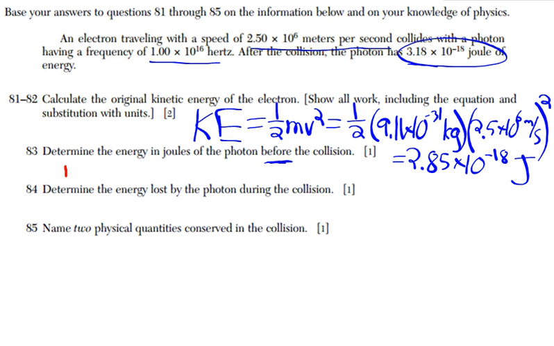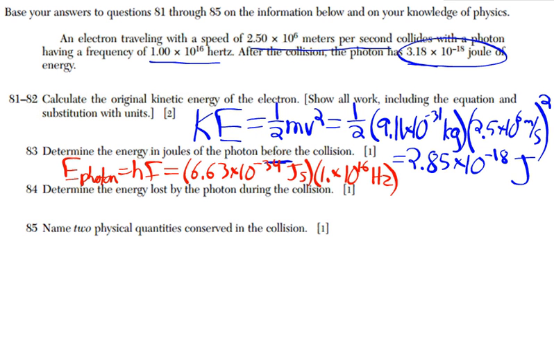So we have E photon equals hf, where h is on our reference table. h is Planck's constant, and h is 6.63 times 10 to the minus 34 joule seconds. And we multiply by the frequency, 1 times 10 to the 16 hertz. And we get 6.63 times 10 to the negative 18 joules.